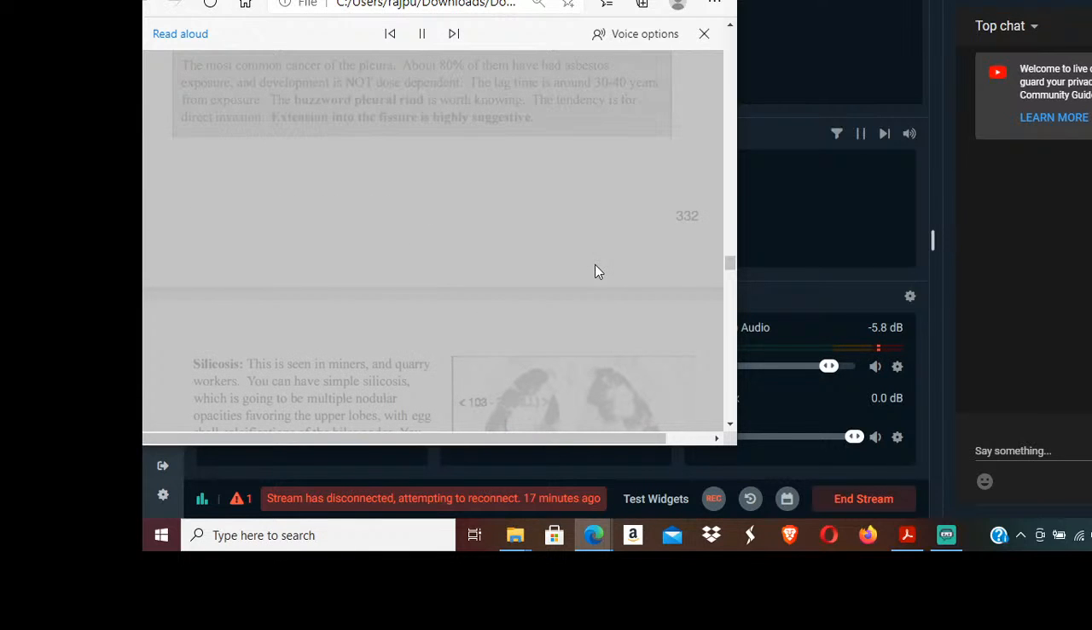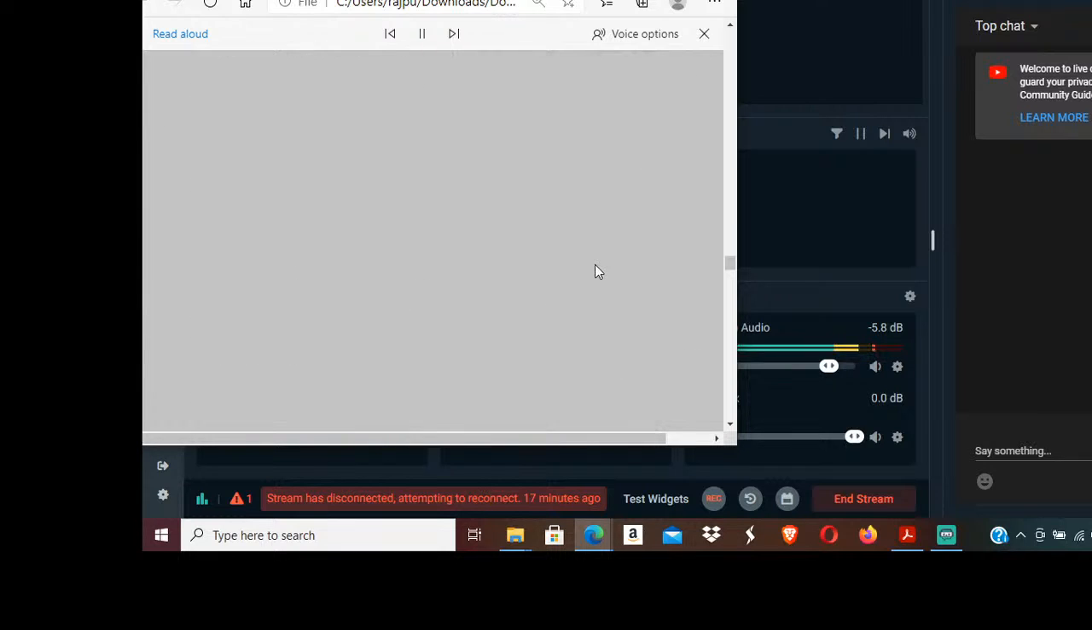Silicosis. This is seen in miners and quarry workers. You can have simple silicosis, which is going to be multiple nodular opacities favoring the upper lobes, with eggshell calcifications of the hilar nodes. You also get perilymphatic nodules. The complicated type is called progressive massive fibrosis, PMF.